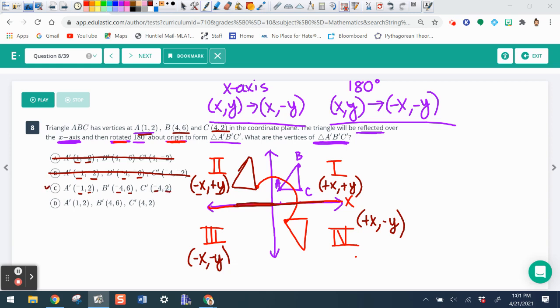But let's just make sure that D is not a possible option. Well, D is a positive x and a positive y, positive x, positive y, and a positive x, positive y. So it's definitely not D. So without even using these functions, I know that the answer choice has to be C, simply because the signs match where I know the triangle will end up. And let's move on.